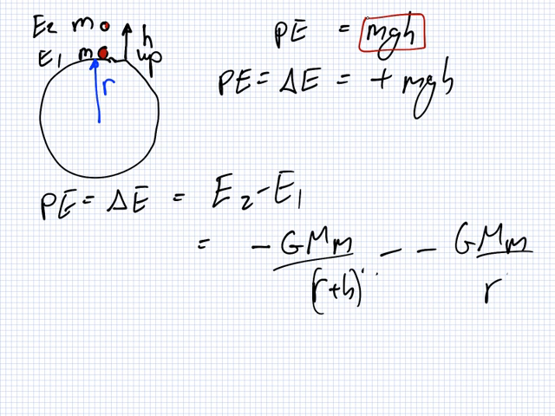Okay. Now, does this look like this? No, it's very different. For example, does this formula have an r in it? A G? A big G? No, and it only has one of the masses. So let's see if we can simplify this a little bit. What can I take out that's in common? G, M, and m I can take out. And I'm left with 1 over r minus 1 over r plus h.